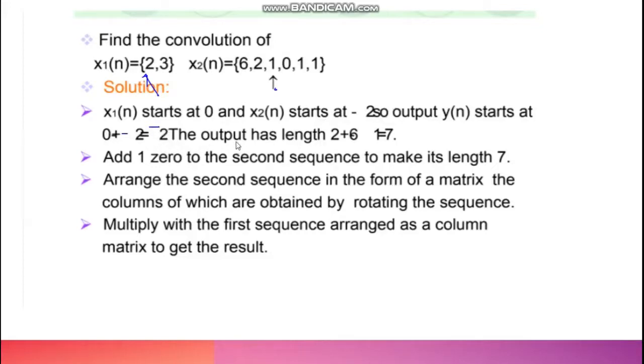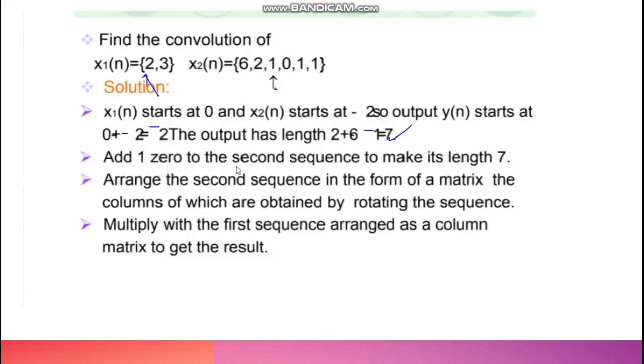The length of the output is determined by the number of elements contained in x1 of n, which is 2, and in x2 of n, which is 1, 2, 3, 4, 5, 6, that is 6. So the total length will be 2 plus 6 minus 1. What is 2 plus 6? 8. 8 minus 1 is 7. So 7 is the length.